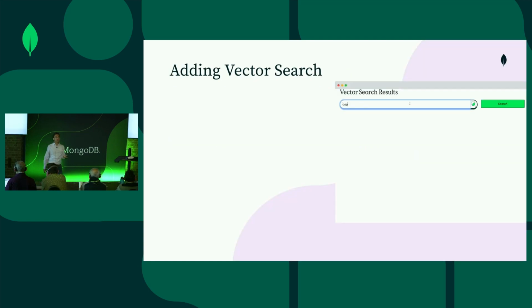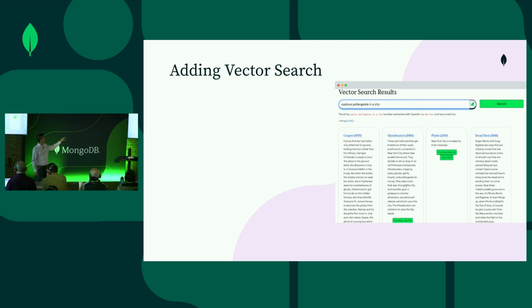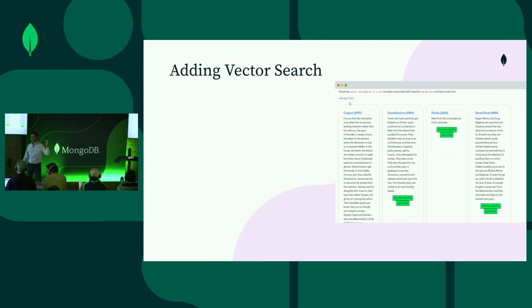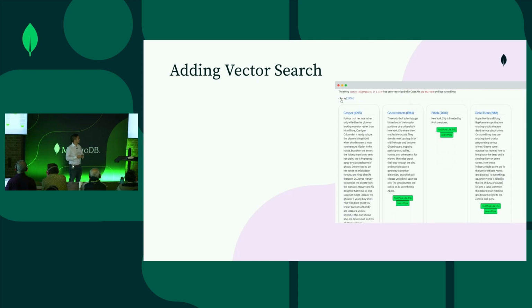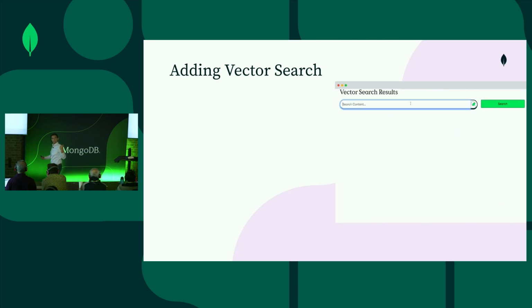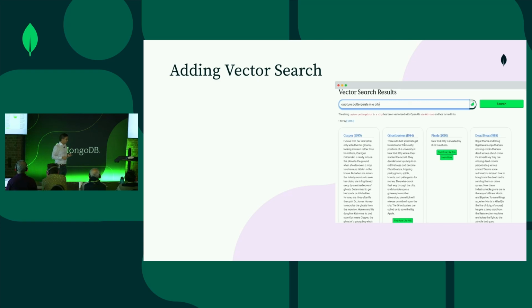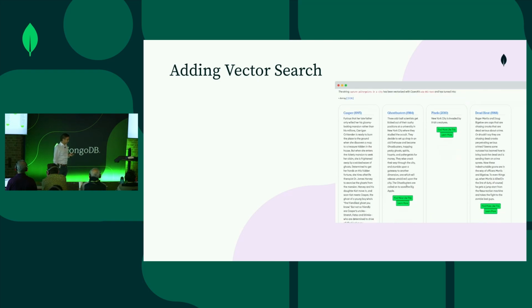How does that look in implementation? I'm searching for capture poltergeist in a city. And if you look at the body, there's no mention of the word poltergeist, but it relates to ghosts and how they're caught in a city. This also shows, when you click on that array field, all the embeddings that we generated, but this is a very clear way of showing how you can compare these vector embeddings together, like vector embeddings in your code.